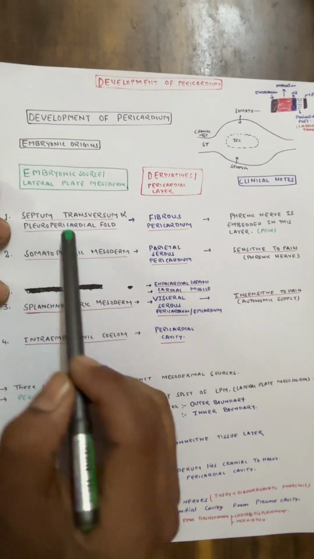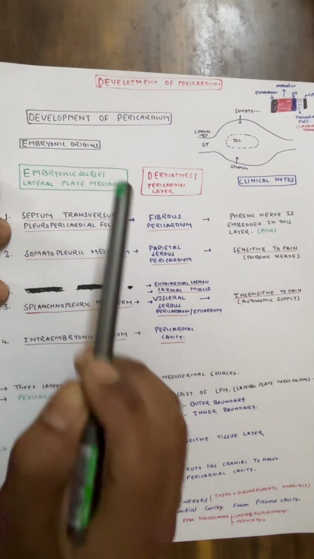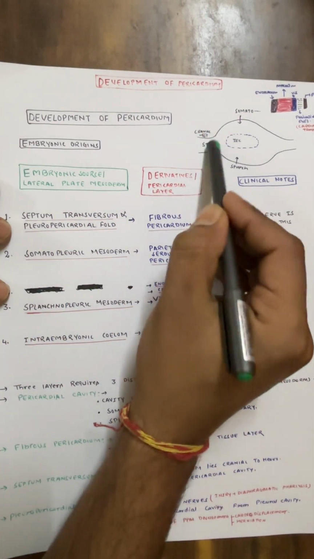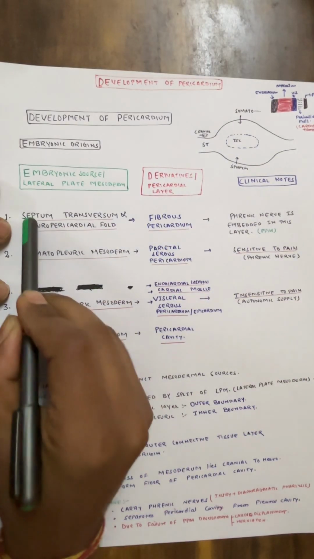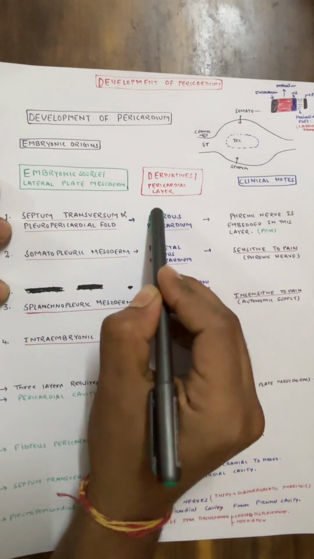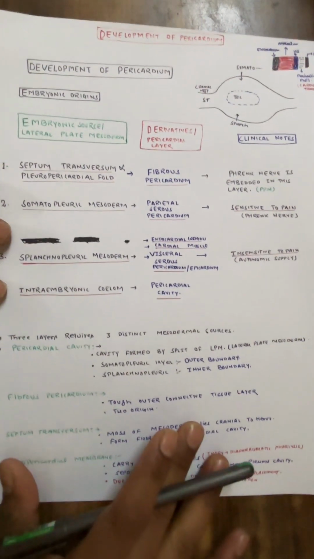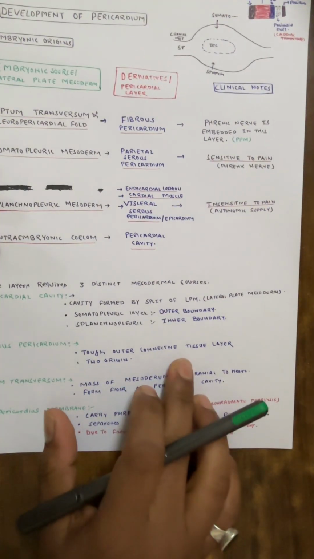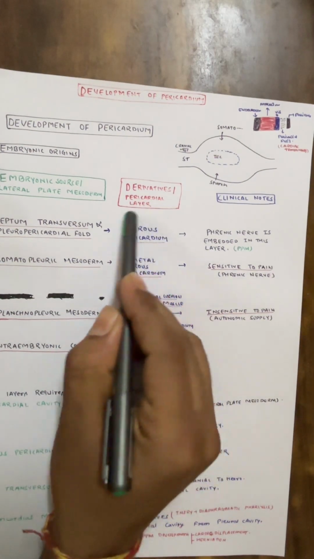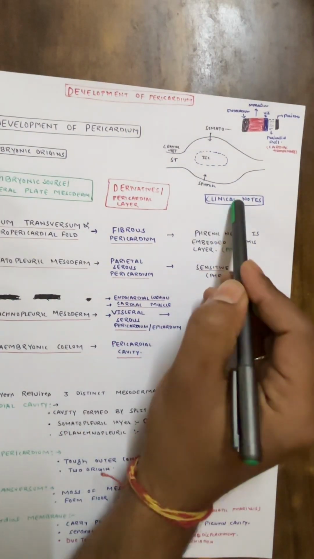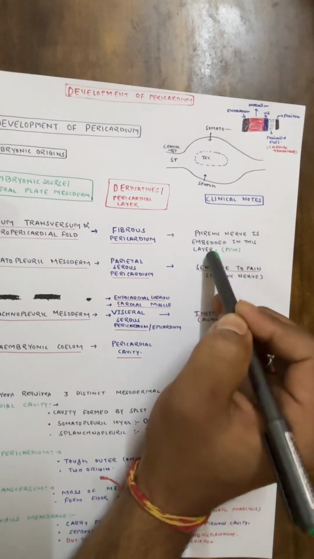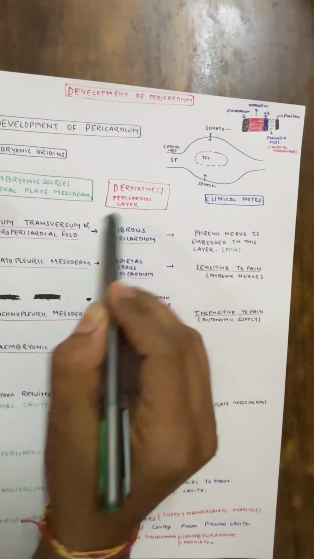All these things derive from the lateral plate mesoderm. Near the developing heart we have a thick mesodermal plate called the septum transversum. This septum transversum and pleuropericardial fold form the fibrous pericardium, the tough outer connective tissue layer. From a clinical point of view, remember that the phrenic nerve is embedded in this fibrous pericardium.